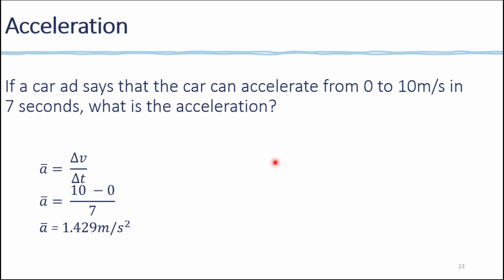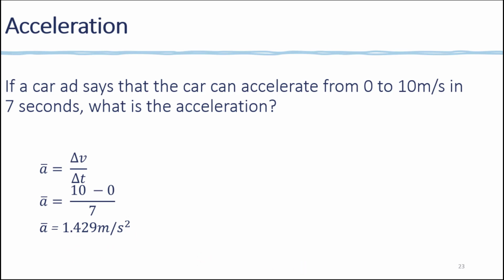So it's a change in velocity over a change in time. And we know that its initial velocity is 0 and its final velocity is 10 meters per second. So we're plugging that in here and dividing it by the amount of time that it took for that change in velocity. And we get an average acceleration of 1.429 meters per second squared.